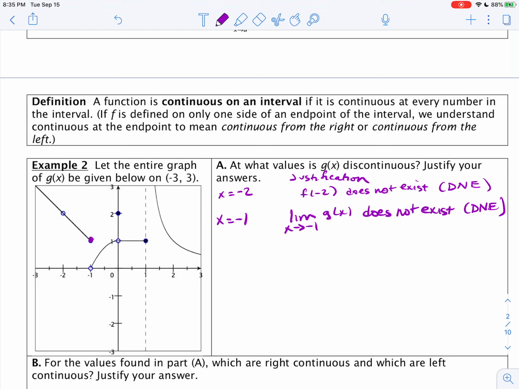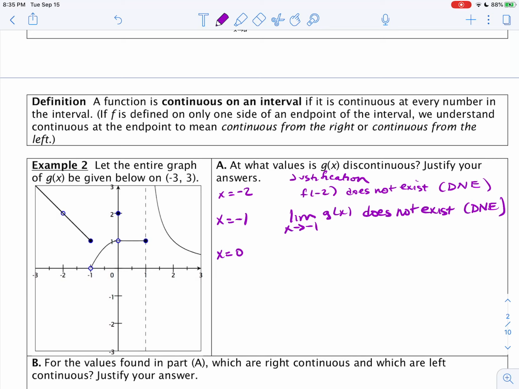It does not exist because the limit from the left is this value and the limit from the right is this value, and they are not equal. So the two-sided limit does not exist. At x equal to 0, we have a discontinuity because we do see a jump.